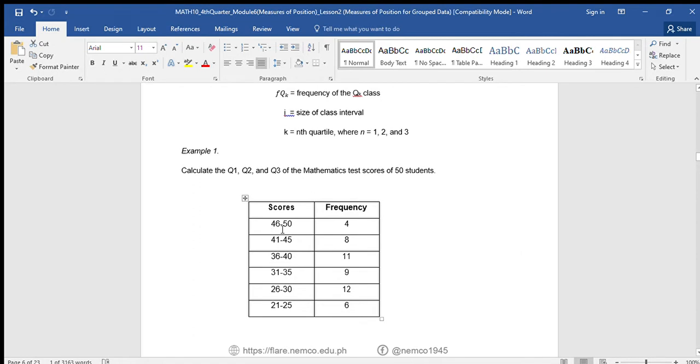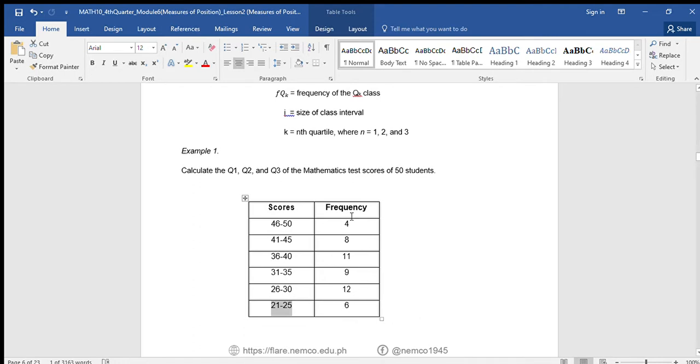In the 46 to 50 scores, there are 4 who got a score of 46 to 50. There are 8 who got 41 to 45, 11 students who got 36 to 40, 9 who got 31 to 35, 12 who got 26 to 30, and 6 students who got 21 to 25.